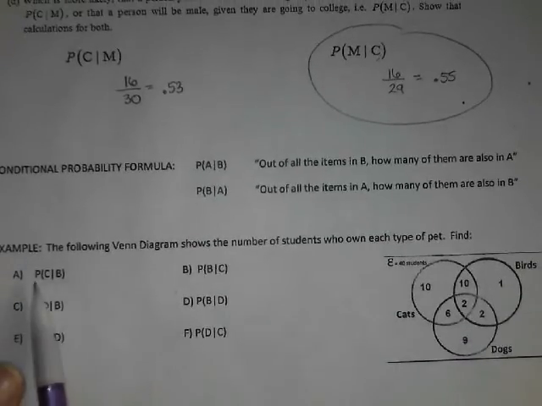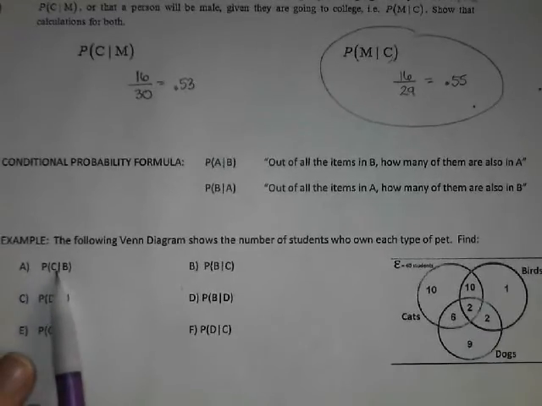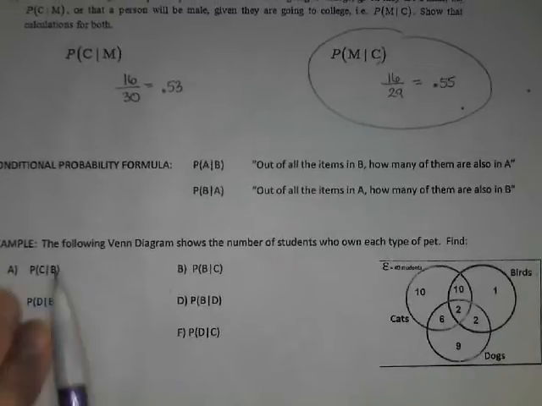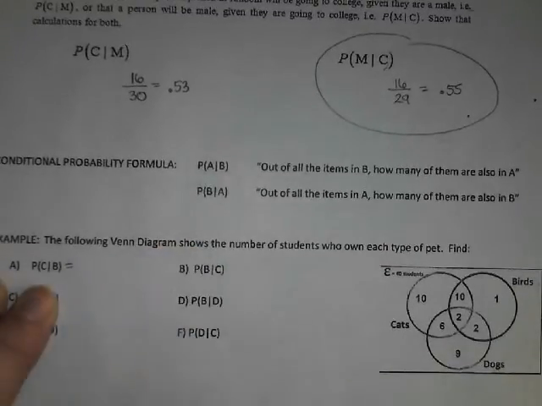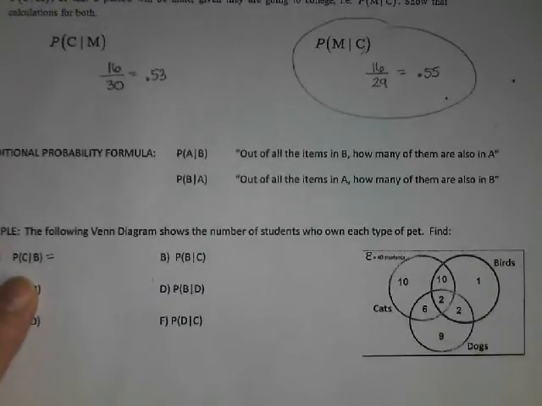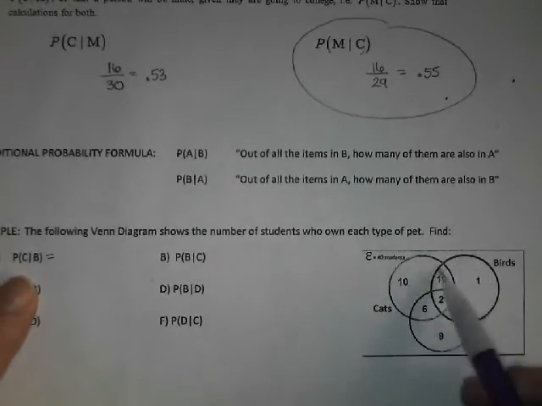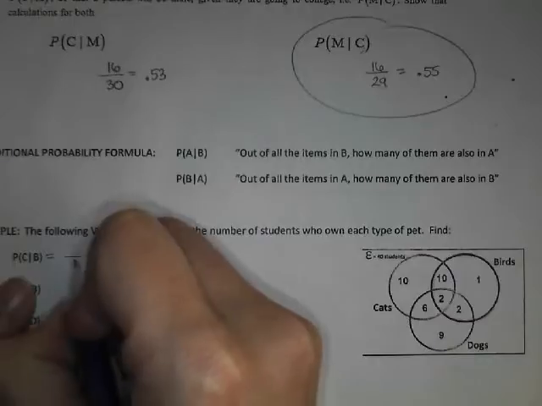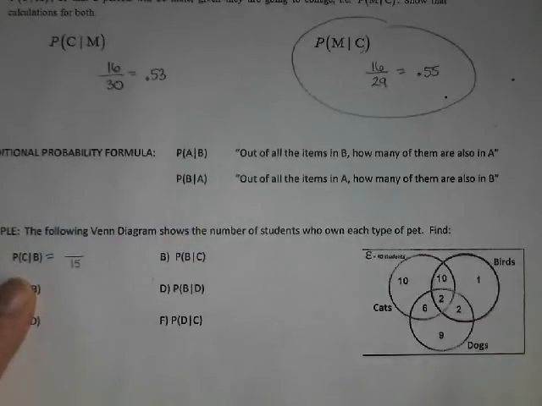Okay? So on the first one, cats, birds, and dogs, by the way, so pet owners. What is the probability that you own a cat given that you own a bird? So, we're only restricted to people who own birds. How many is that? How many people fall in this bird circle? 15. 10 plus 2 plus 2 plus 1? So, out of those 15 people, how many also own a cat?